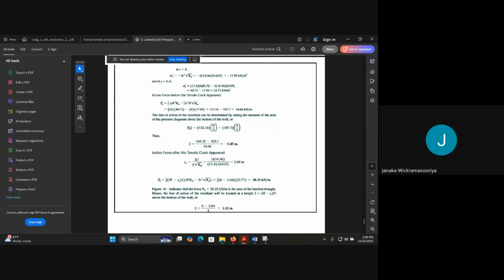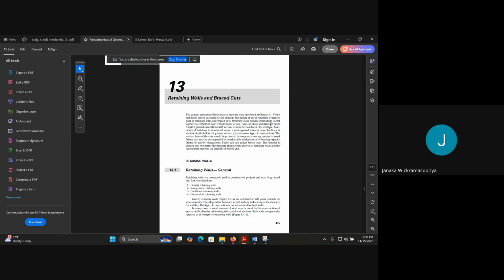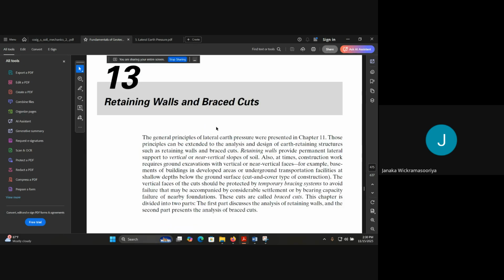So the next topic is the retaining walls and braced cuts. We will move to the retaining walls after having a small break of 10 minutes. So we can have a break about 10 minutes and we will move to the retaining walls. Let's meet at 2:40.